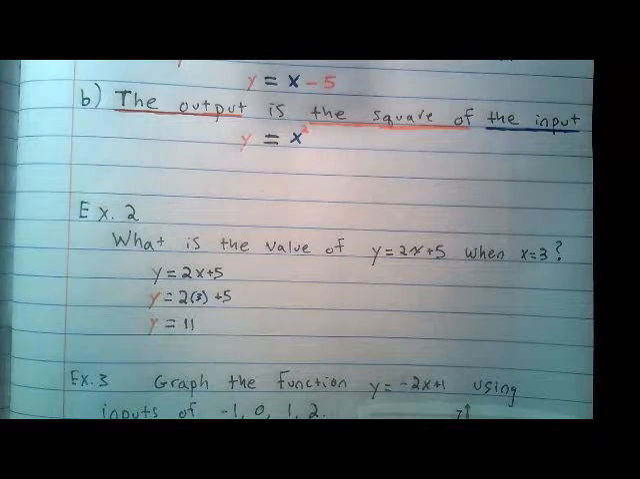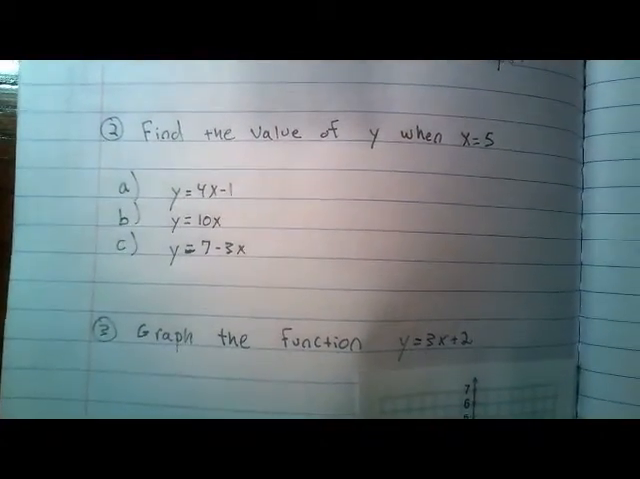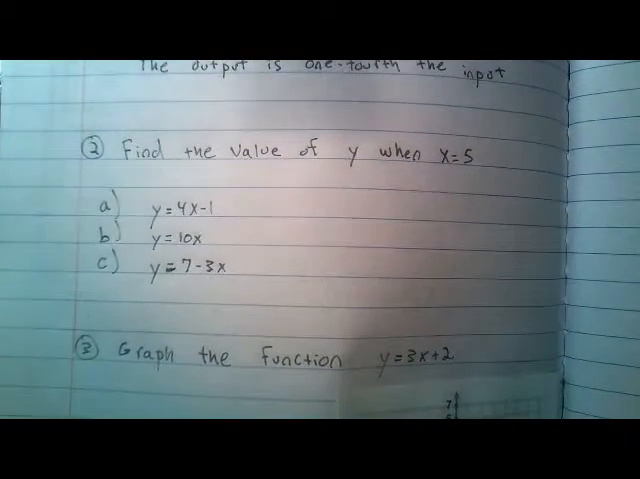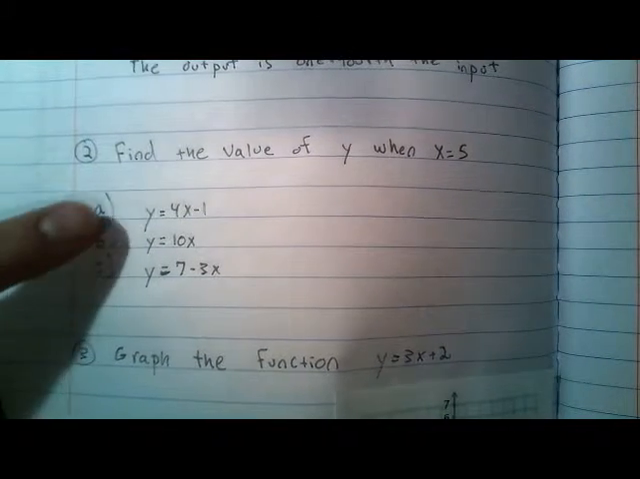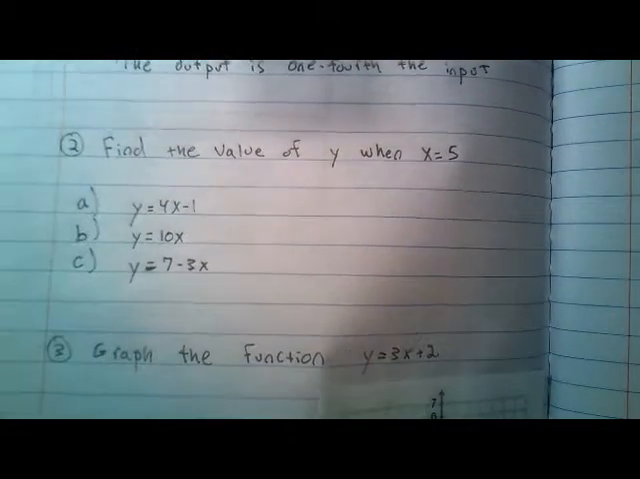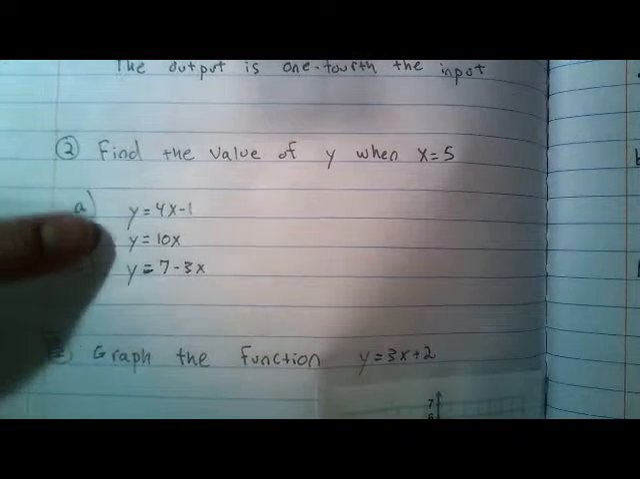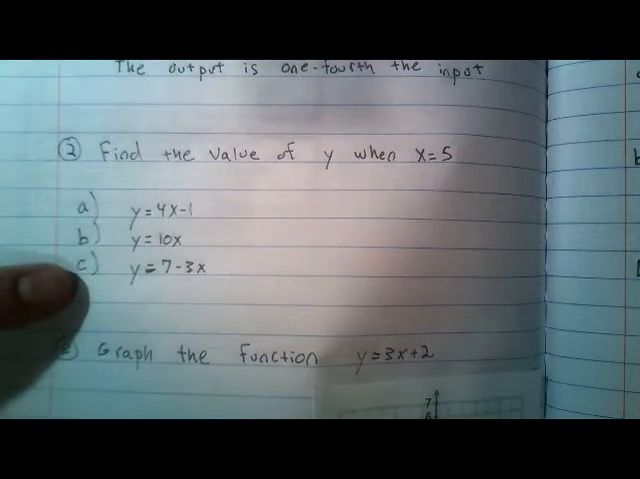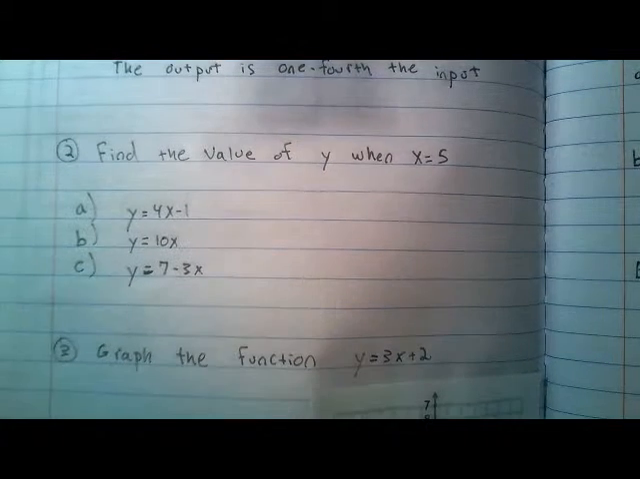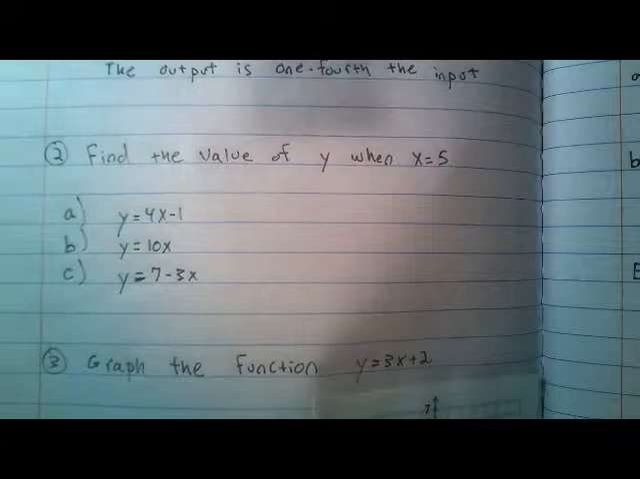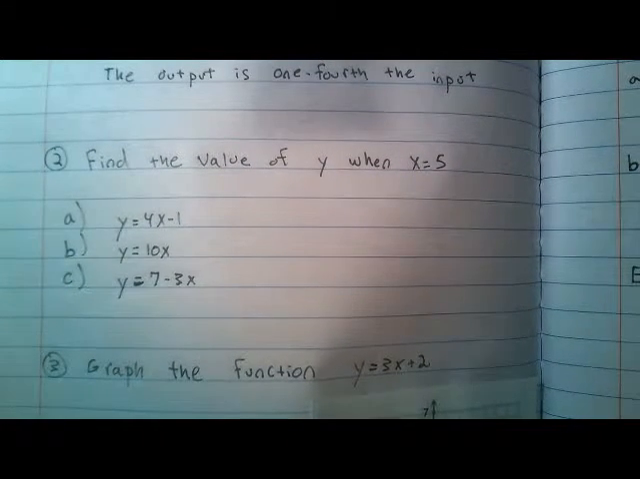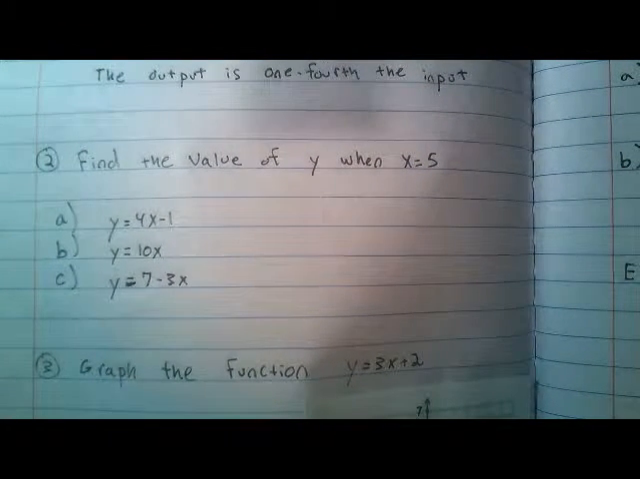And that's it. And now you're going to do problem number 2 on your own on the left side. Find the value of y when x is 5. And you have these equations. This is y equals 4x minus 1. This is y equals 10x. And this is y equals 7 minus 3x. And when you're finished getting those values, you can have your teacher check your answer.